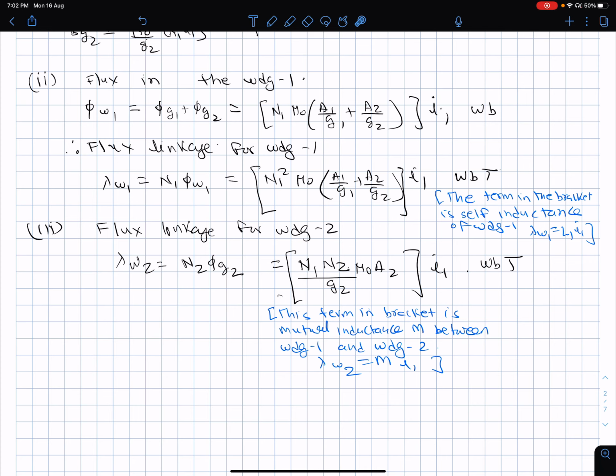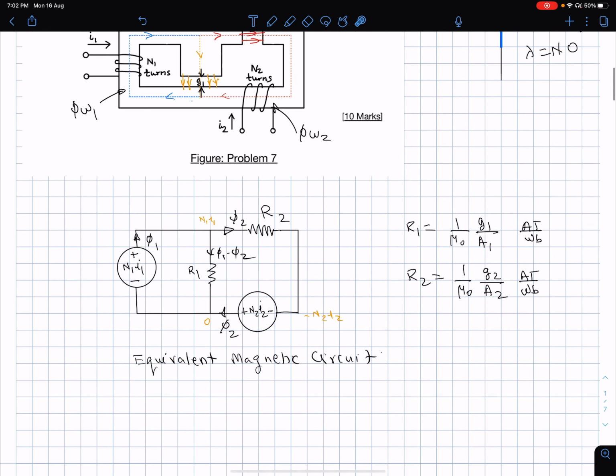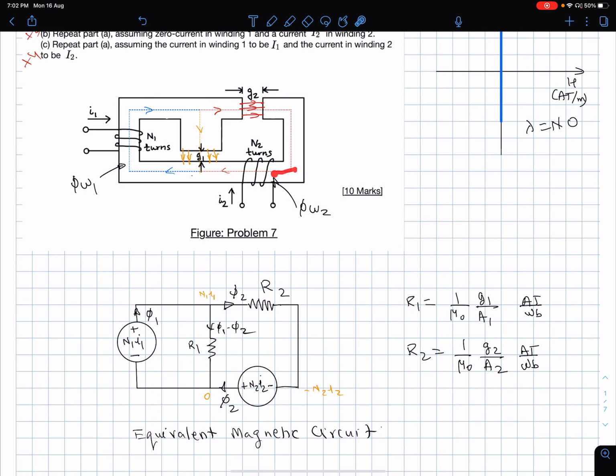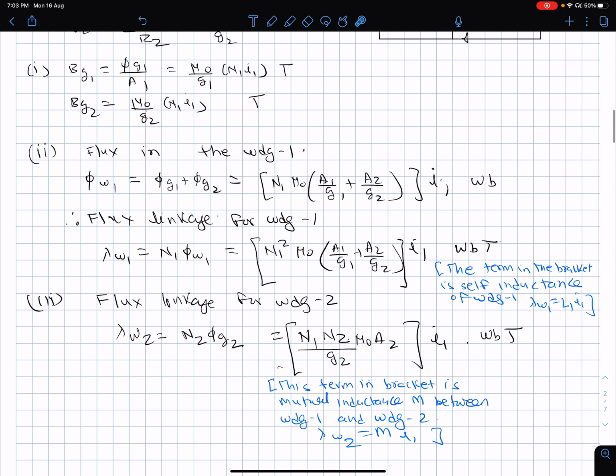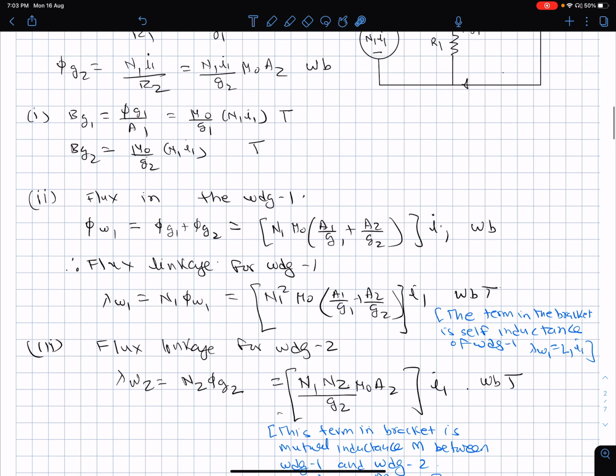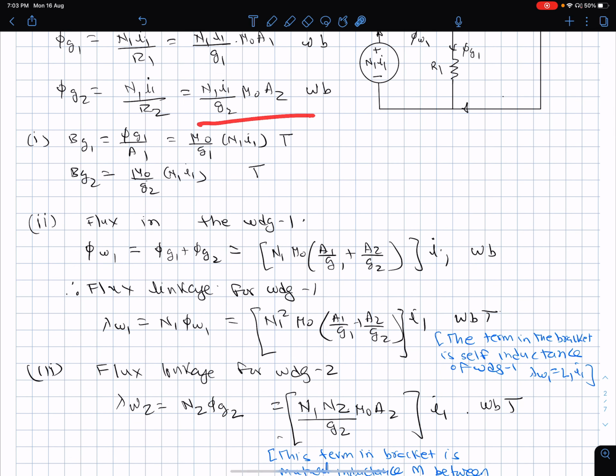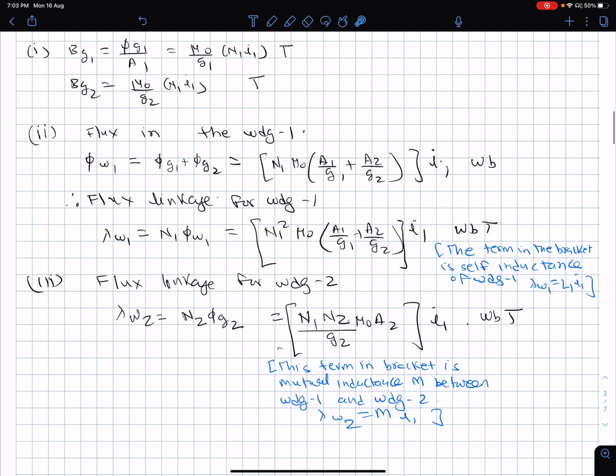Flux linkage of winding 2 will be whatever is the flux phi G2 which is going through this. So phi W2 and phi G2 being one and the same, you have to multiply phi G2 by N2. So N2 times phi G2, and now substitute for phi G2 from here, N1 I1 by G2 mu 0 A2. So therefore you get N1 N2 by G2 mu 0 A2 times I1.